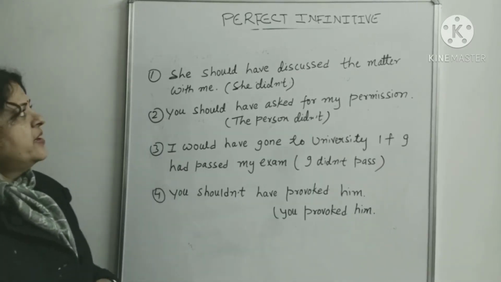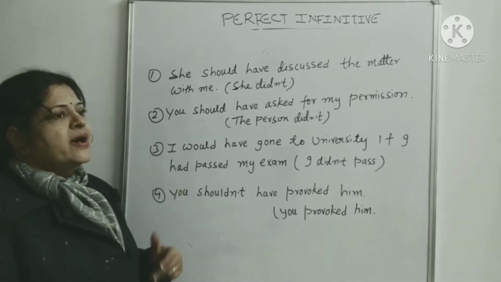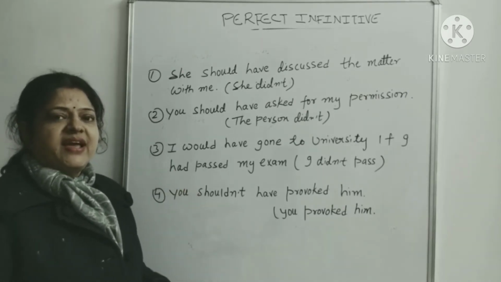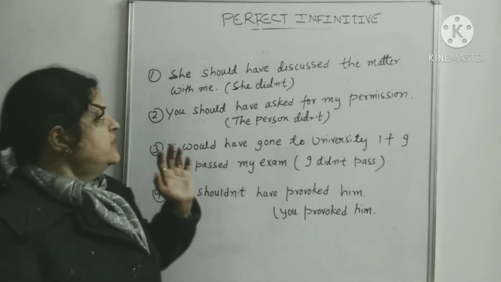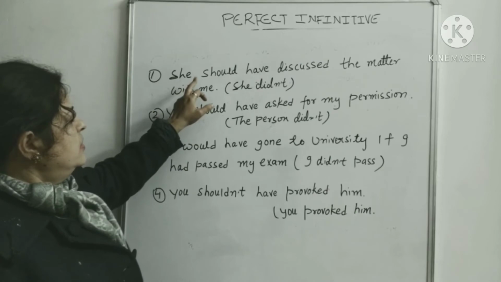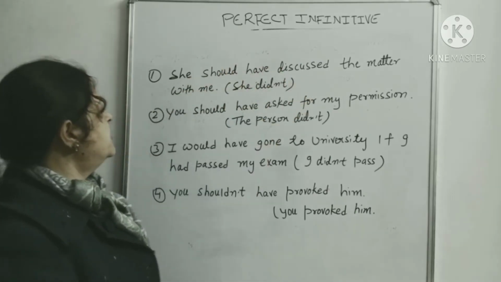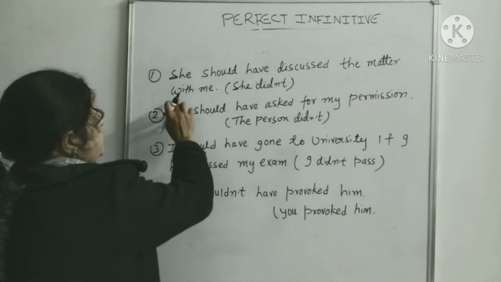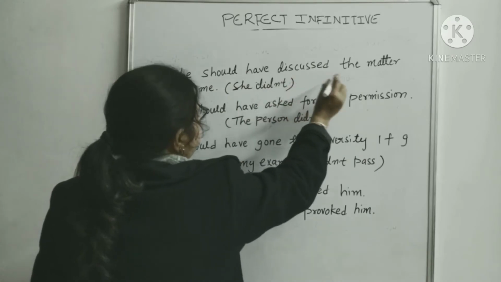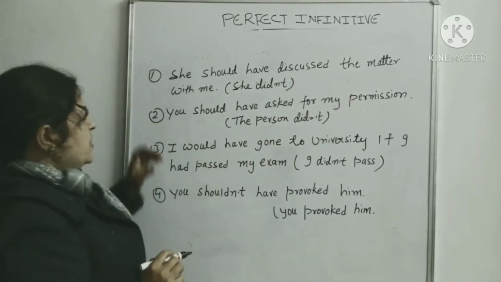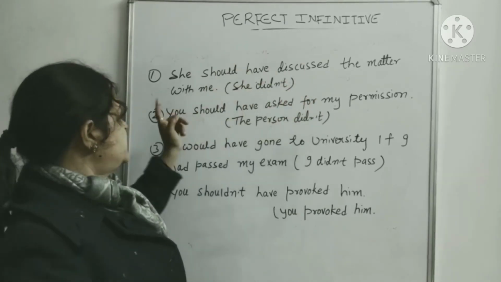Perfect infinitive is often used with modal auxiliary verbs like can, could, may, might, would, etc. to show the unreal situation. Okay, so let's find out how. She should have discussed the matter with me. This is the sentence. She should have discussed the matter with me.